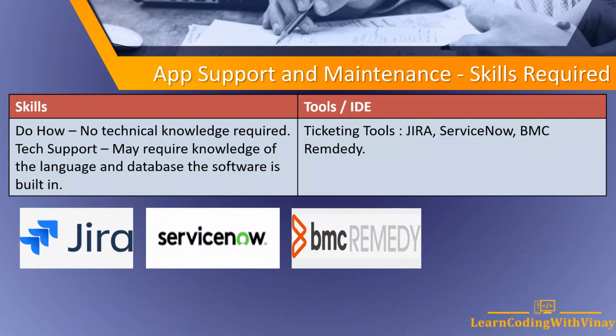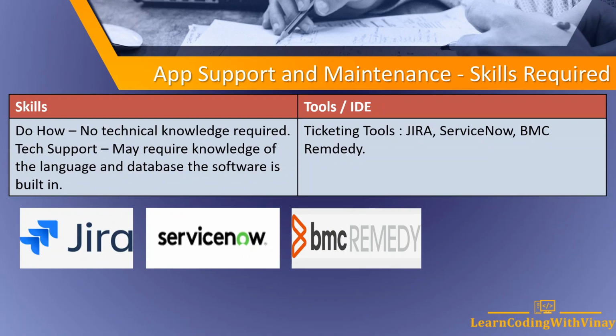If you are working as a know-how or do-how support engineer, then no technical knowledge is required. Basically, you need not know any programming languages, any database, nothing. What you should know is the software very well, the application very well, first thing. Second thing, you should also have knowledge of the business domain that the software was built for.